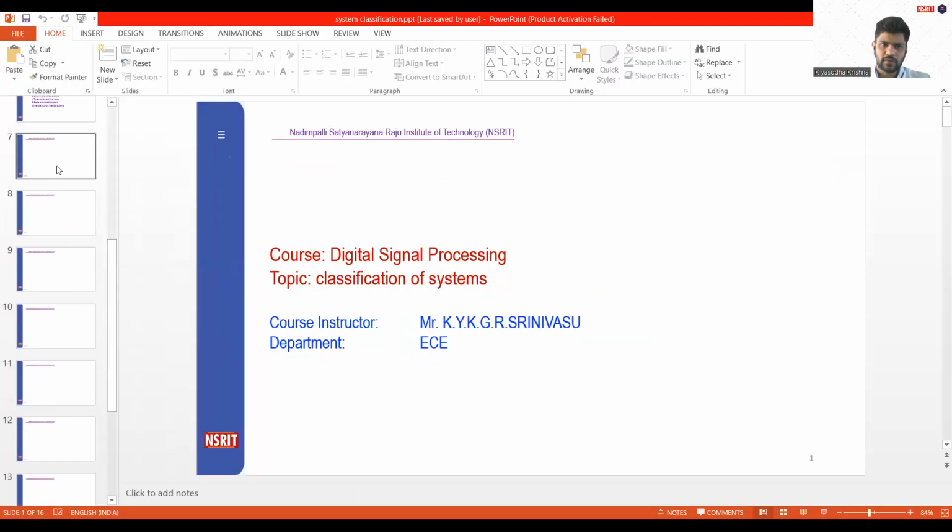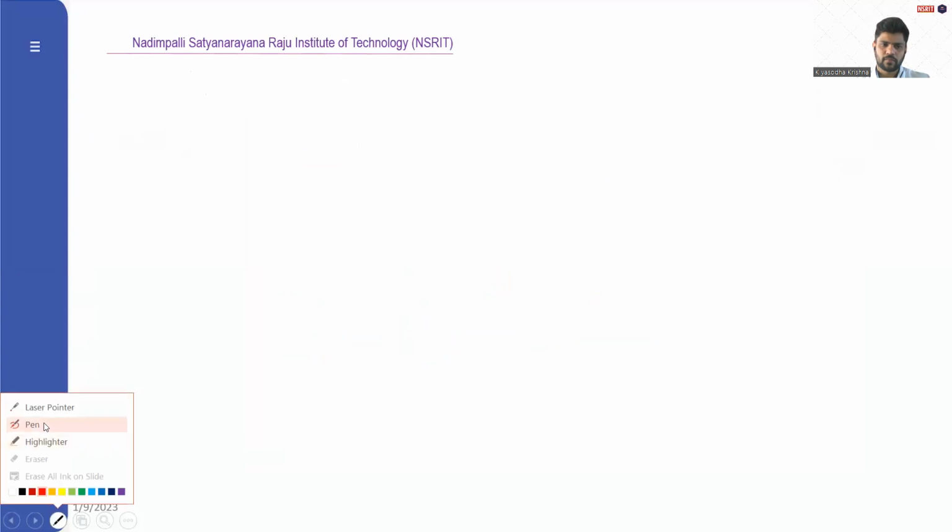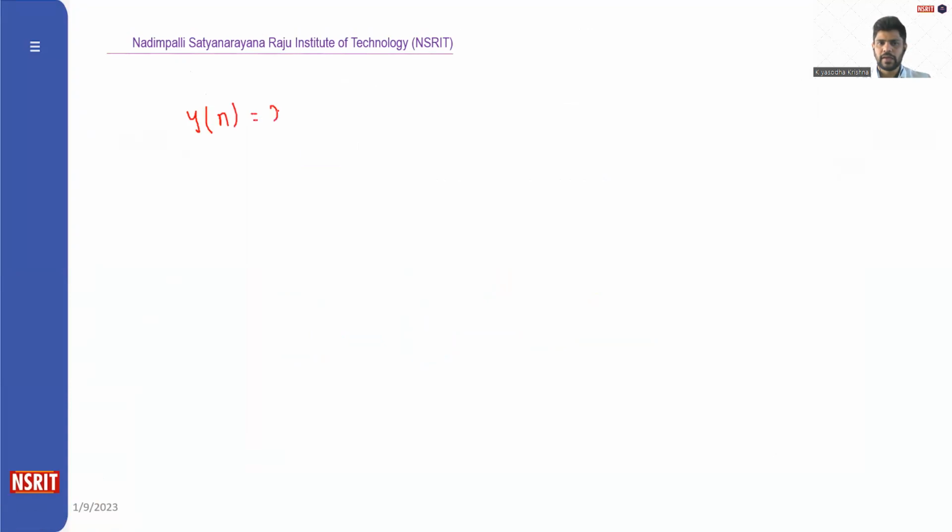Not everything is true. Solution. So we have to do some more. For example, y of n is equal to x of minus 2n. Where you take n is equal to 2, you define n is equal to 2. So y of 2 is equal to x of minus 4. Means the present output depends on the previous. So it is a causal condition. So the system is causal.